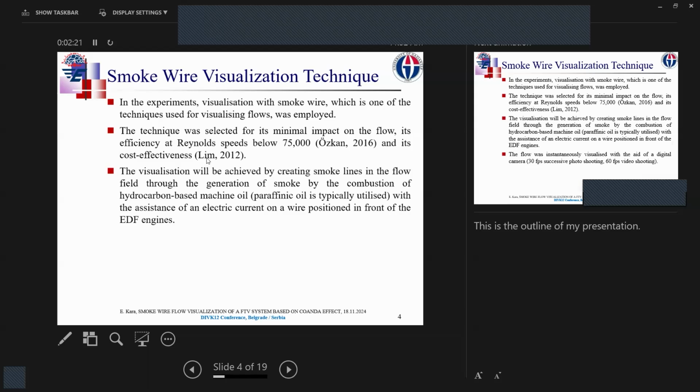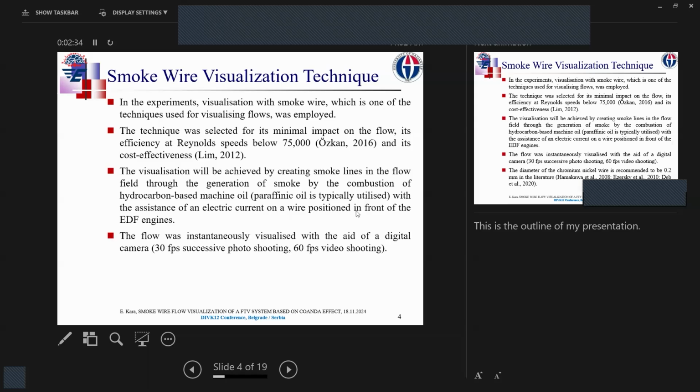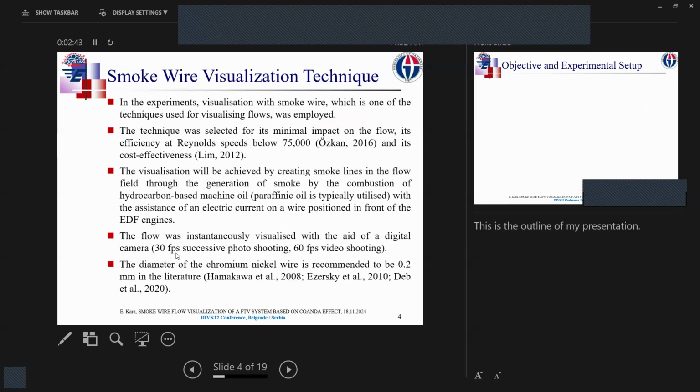The visualization will be achieved here by creating smoke lines in the flow field through the generation of smoke by combustion of hydrocarbon-based machine oil, which is paraffinic oil, with the assistance of electrical current on the wire positioned in front of the electric ducted fan, in short EDF. The flow was instantaneously visualized with the aid of a digital camera, a simple camera. The diameter of the chromium nickel wire is recommended to be 0.2 millimeter in the literature. So using these three references, we selected this one.